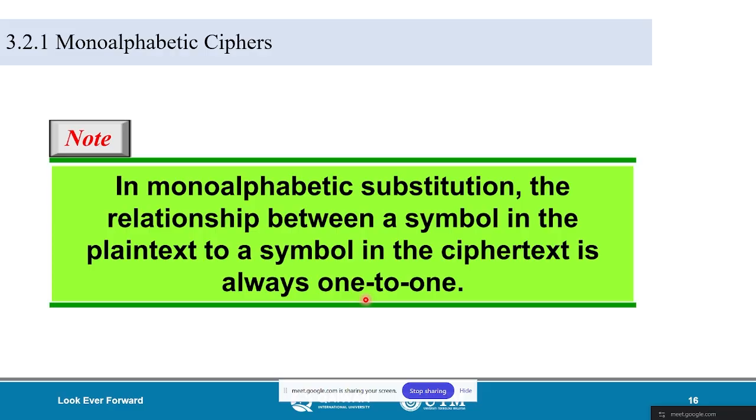What do I mean by this? I mean that, for example, I have a ciphertext, and the ciphertext has X, for example. The X in this example will always be A in the plaintext. It will not be changed.